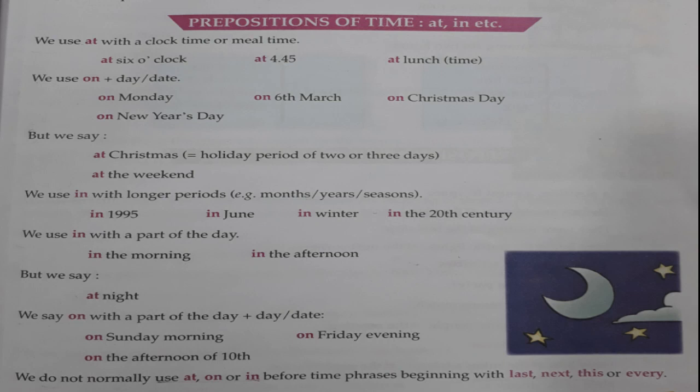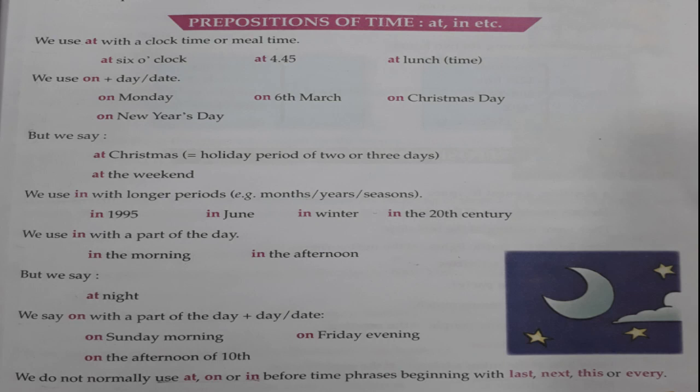The next one, we use the word on plus day or time. As you can see in the example, on Monday, on 6th March, on Christmas Day, so it's a particular day, on New Year's Day is also a particular day. Well, we have an exception to this, but we say at Christmas, isn't it? Just as we said over here, on Christmas Day, we mean the specific day, that is 25th of December.